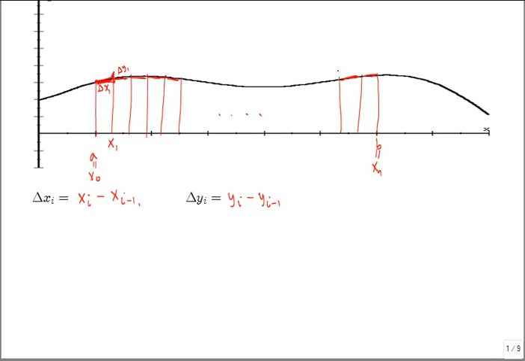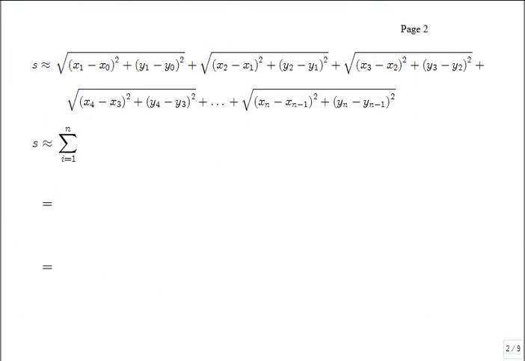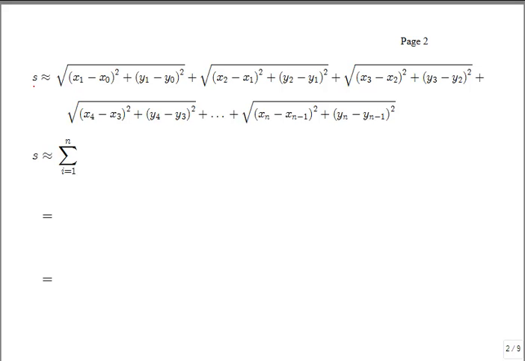And each of those distance formulas on each of our subintervals would look like this formula right here. So our arc length S is approximately the distance between x sub 0 and x sub 1 and y sub 0 and y sub 1. So that's that very first little line segment plus the second line segment plus the third plus the fourth all the way up to the last one.